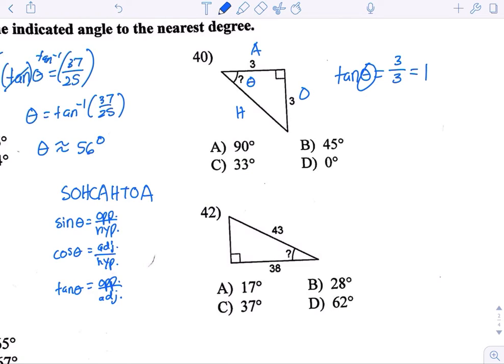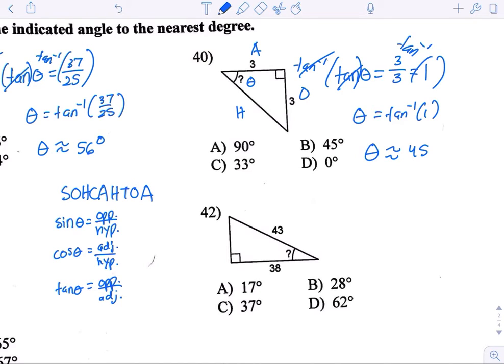Remember, to isolate our theta, we have to take tan inverse of both sides. So we really have theta is equal to tan inverse of 1. And theta is roughly 45 degrees, which is B.